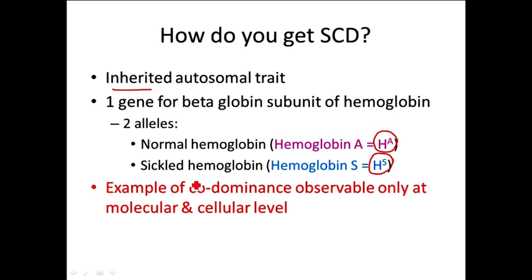This is interesting because it is an example of codominance that's observable only at the molecular and cellular level. So you can't see it when you look at somebody. You have to be able to look at their red blood cells or genotype them.